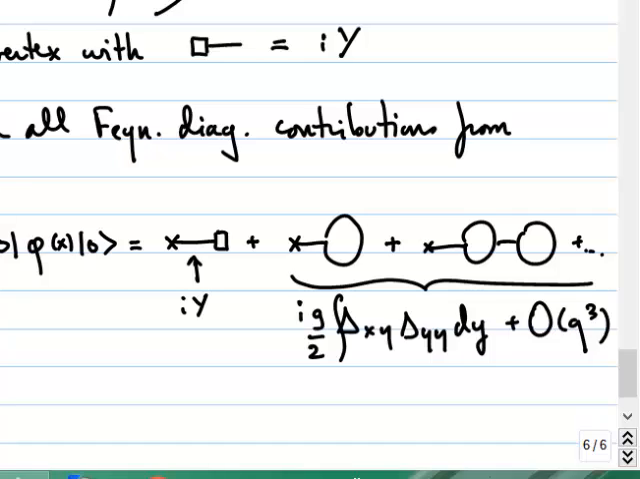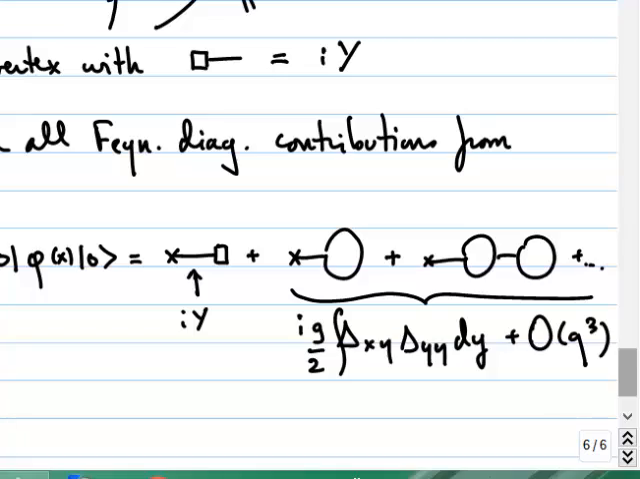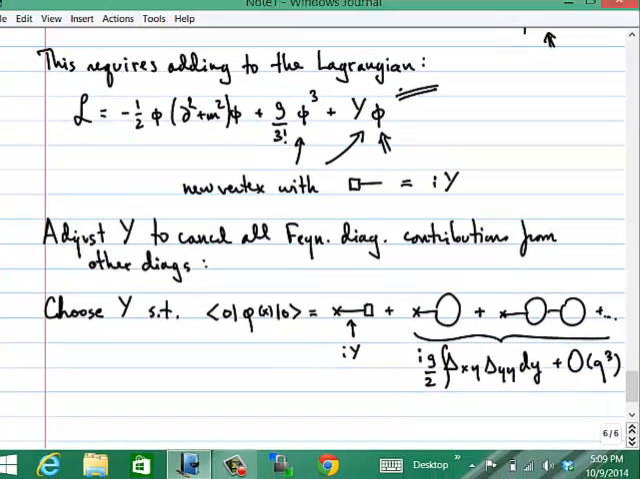So you can see that what we need to do in order to enforce the condition that the vacuum expectation value of phi is equal to 0 is we need to add a new term to the Lagrangian, okay, to counter the fact that we have all of these contributions to the one-point function coming from the trivalent Feynman diagrams. Okay. So we have a name for terms that we add to the Lagrangian to counter other contributions coming from your perturbation theory. We call these counterterms. Okay. And you'll get to know and love these sorts of terms.